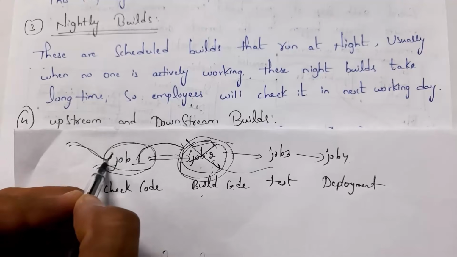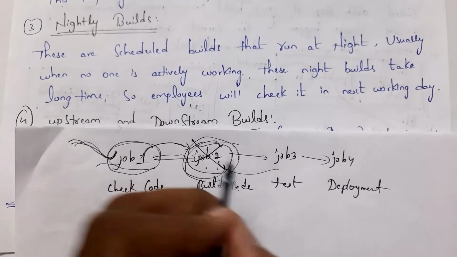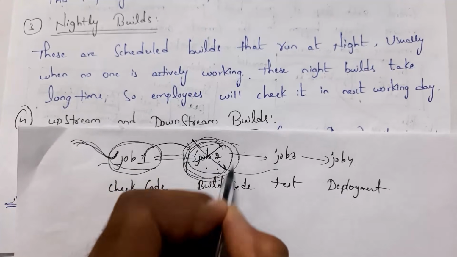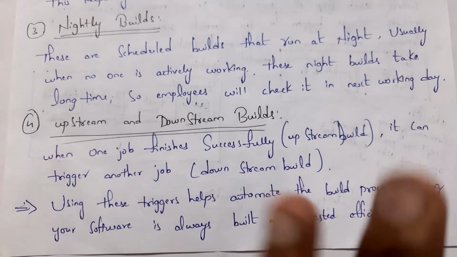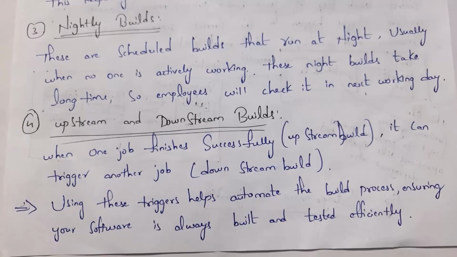Then we call this job 1 upstream. Now it will perform the second job. So we call this second job downstream. So in Jenkins, by using triggers, we can automate the build process, so that your software is built and tested successfully.